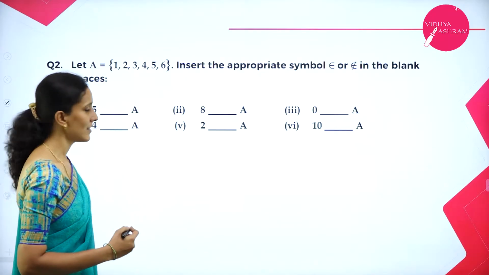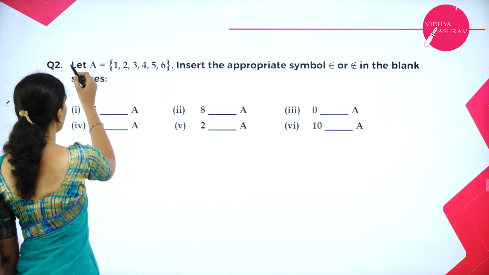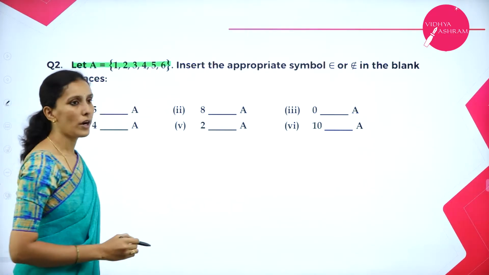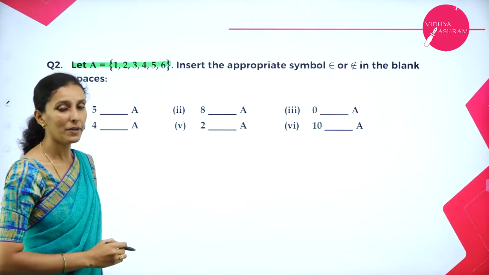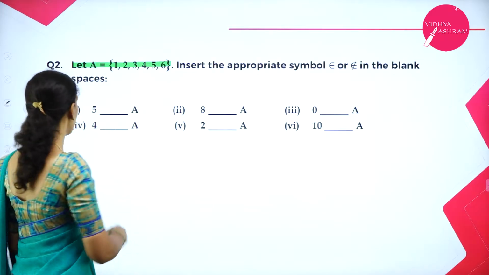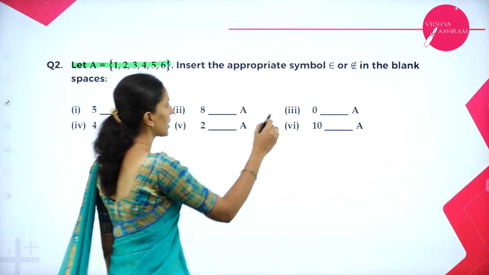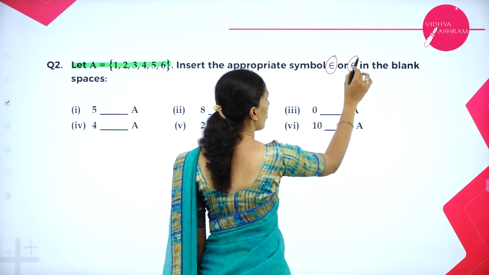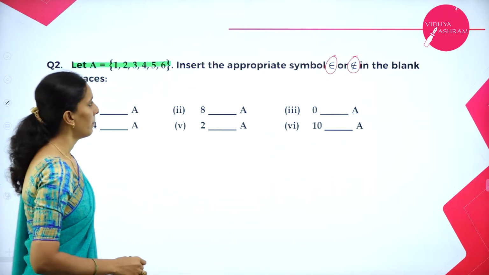in the blank spaces. So here is the set given. A is equal to 1, 2, 3, 4, 5, 6. So what are the elements you have? Only 1, 2, 3, 4, 5, 6. Now let me fill in belongs to and does not belong to in the blank spaces.